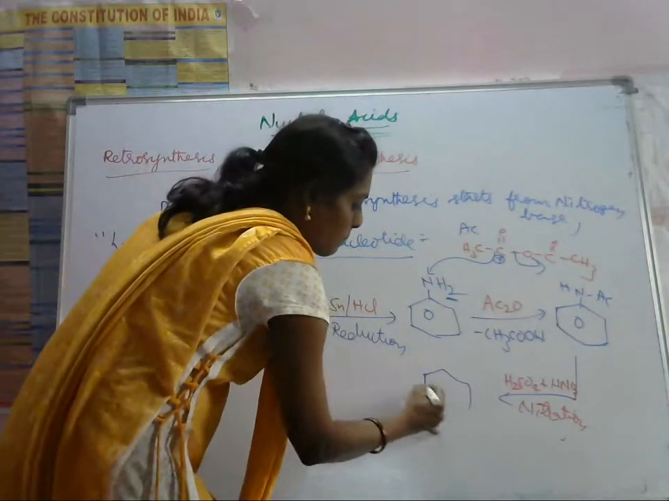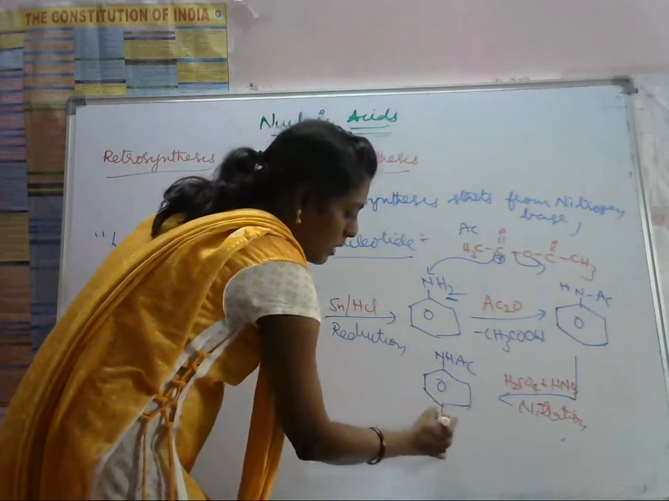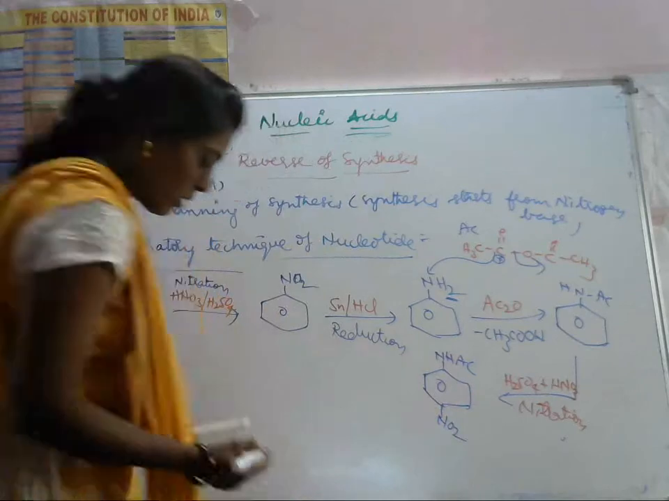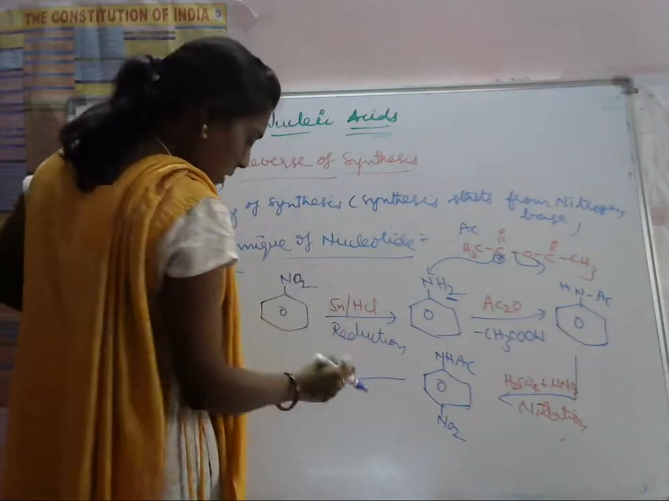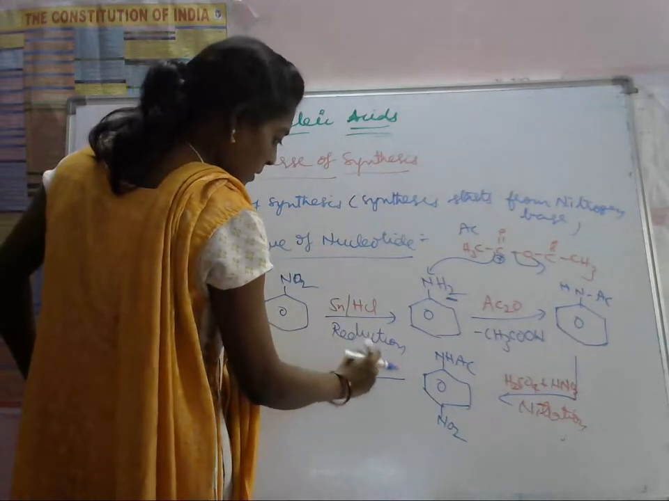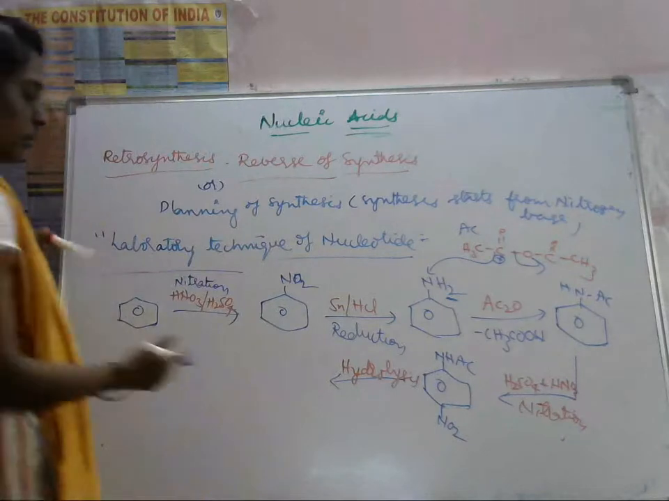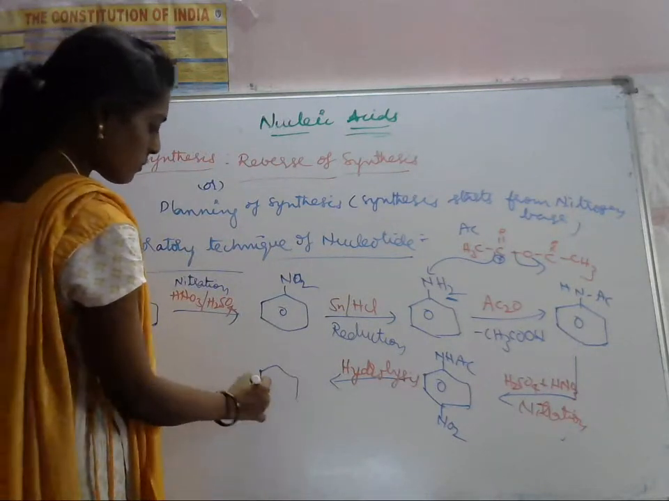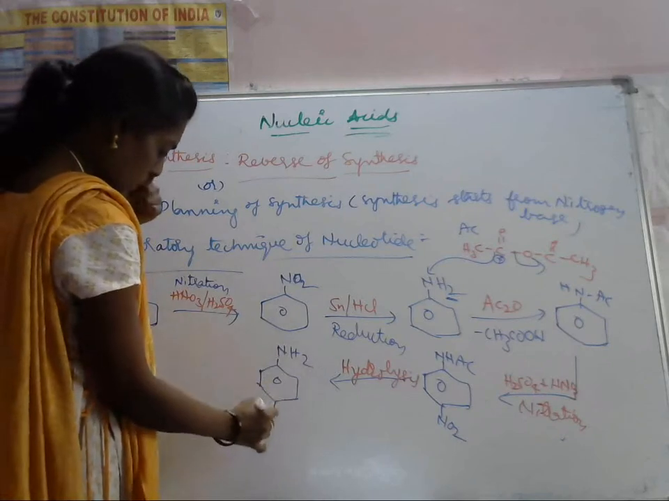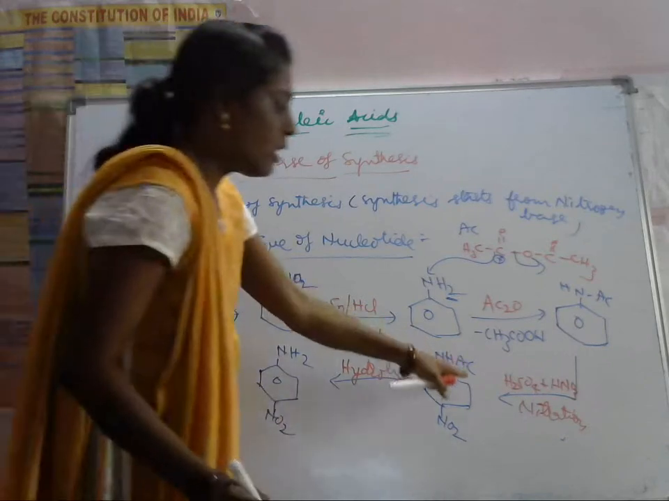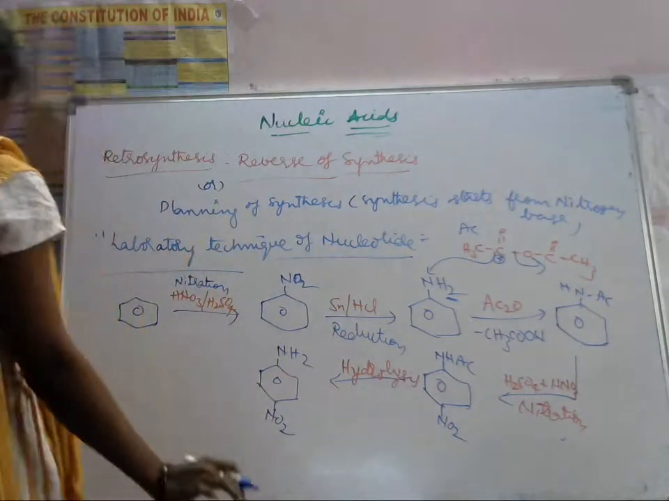NHAc is there. Here it forms this one. If it undergoes hydrolysis, what will happen here? Here, for NH2, we have to remove this acetyl group by doing hydrolysis. We will get this para-nitroaniline.